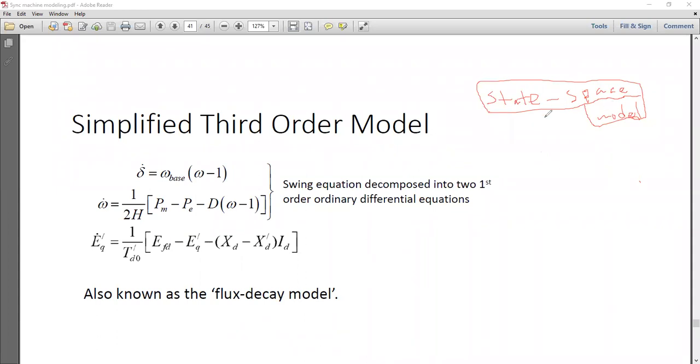So in short, what is the state space model? It's a space where the state variables will lie. So what are the state variables? Let me explain in a very short, precise, and brief manner.